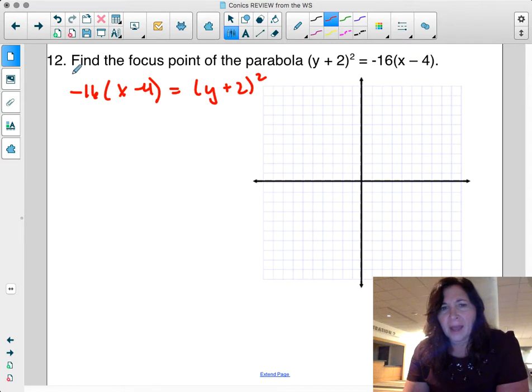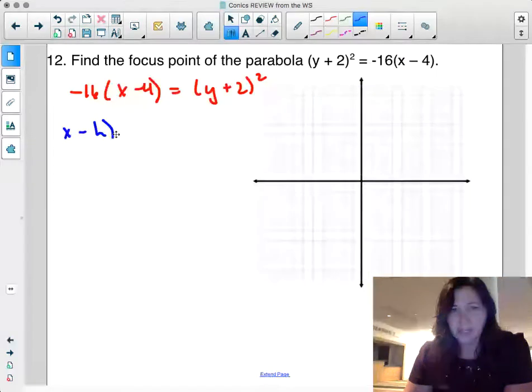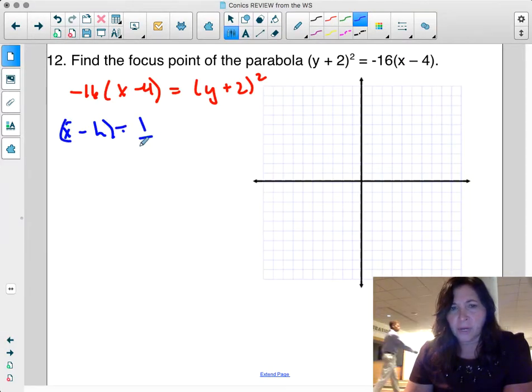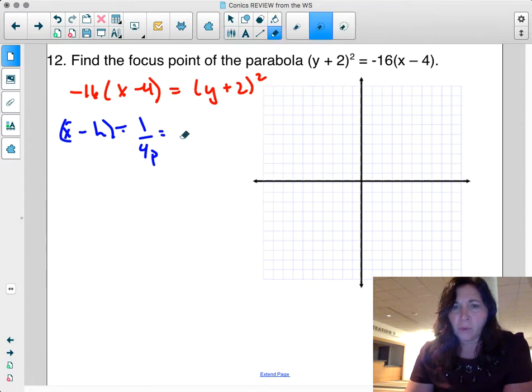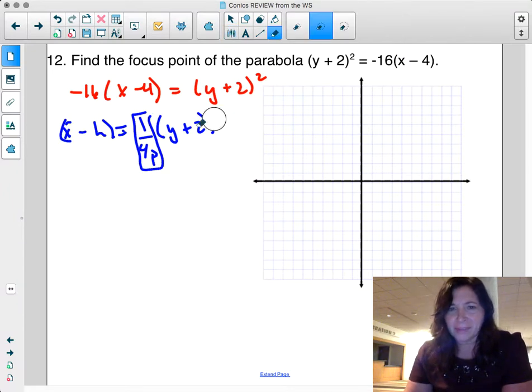Remember that I understand some people do like this term, that's your 4a. However, I do use this here. My equation that I use is this: x minus h is equal to 1 over 4p times the quantity y plus 2 quantity squared. And what this value is right here, or y minus, let me rewrite this.